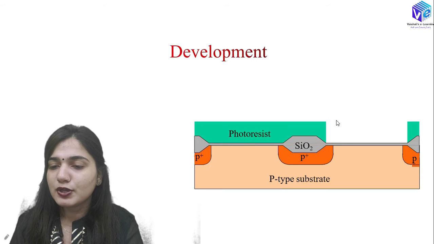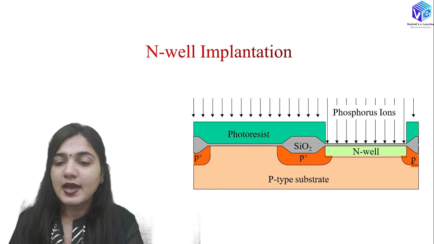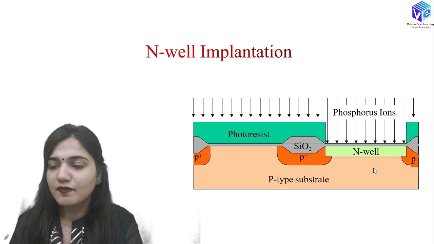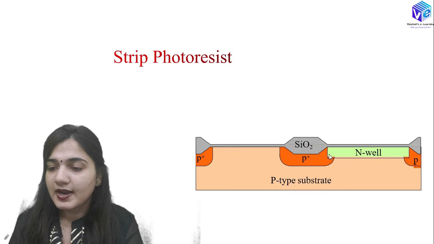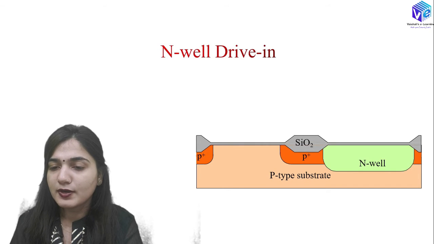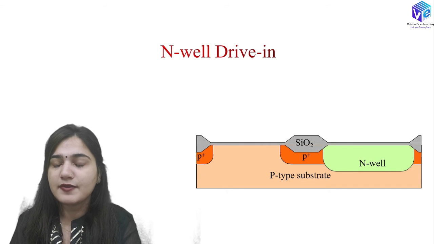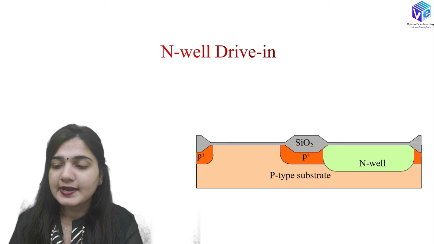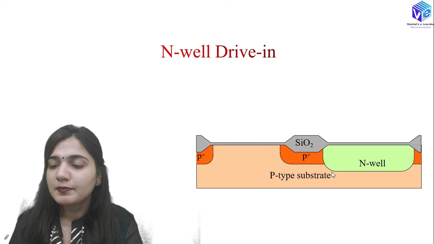After that I will be going through the development phase, where I will be making the mask in the photoresist over here. And after that I will be doing the N-well implantation with the help of the phosphorus ions, and here you can see we have formed the N-well, right? So after that we are going to strip off the photoresist, it is no longer required, and then I will be doing the N-well drive-in and the annealing as well, so that the depth and the width of the N-well is going to increase, right?